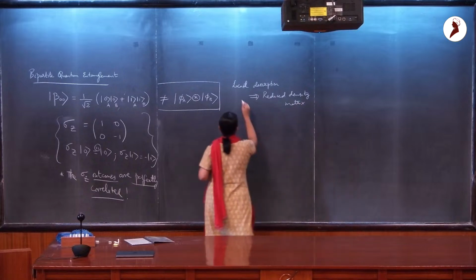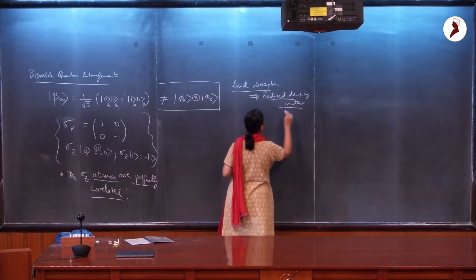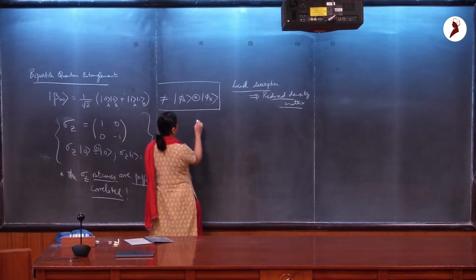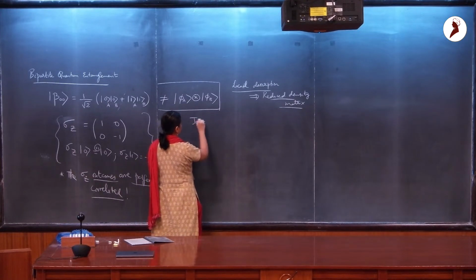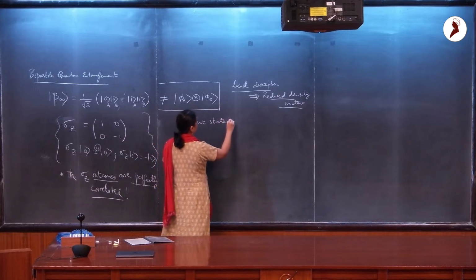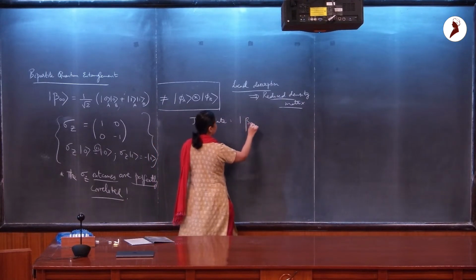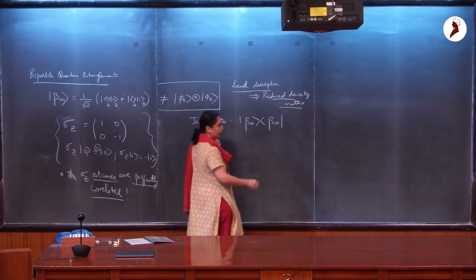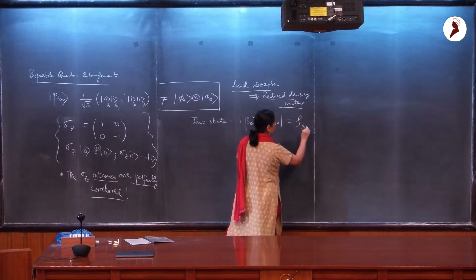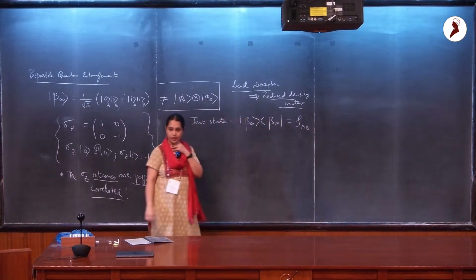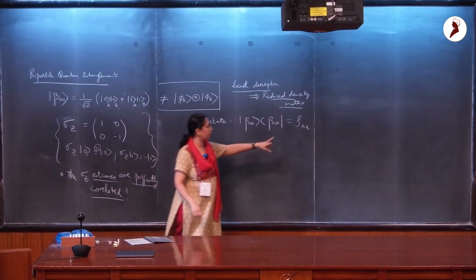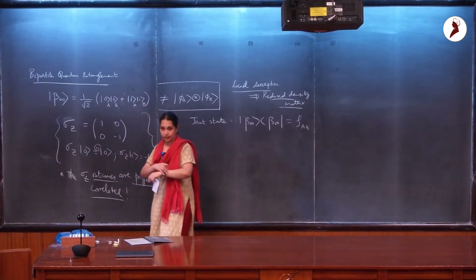The way to get to this reduced density matrix is to consider this joint state. If I were to write this as a density matrix, this is what it would look like. This is my joint density matrix. In this case, the joint state is a pure state. I could have a situation where the joint state is truly a mixed state.